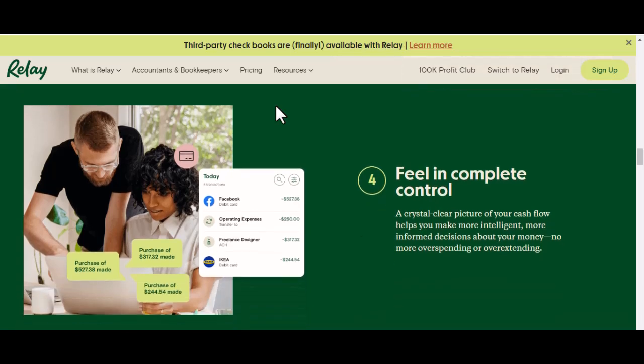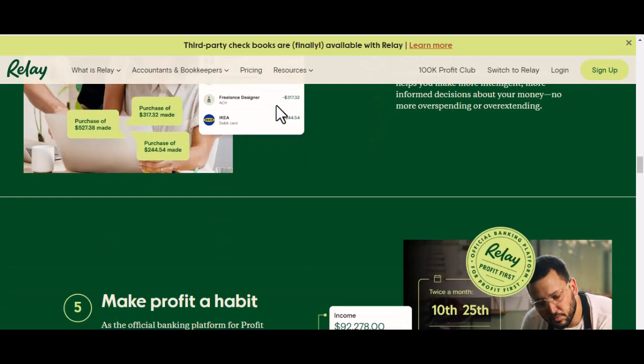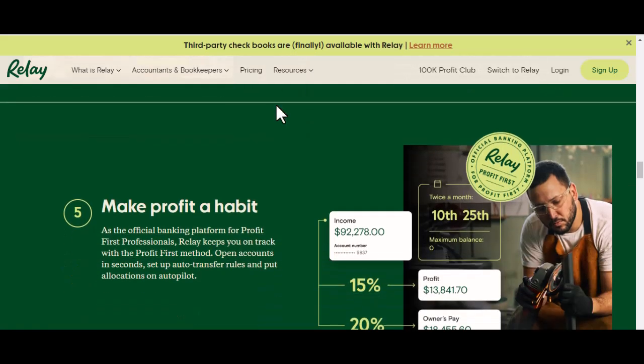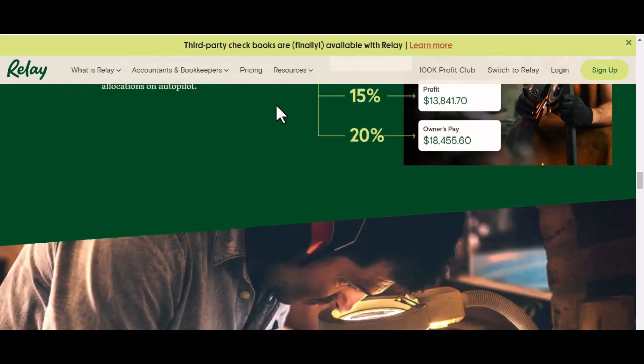Section 3. Workarounds and alternatives. Using a third-party platform. Explore the possibility of using a third-party platform or service to bridge the gap between Relay and CashApp. Provide examples of such platforms and explain how they can be used.